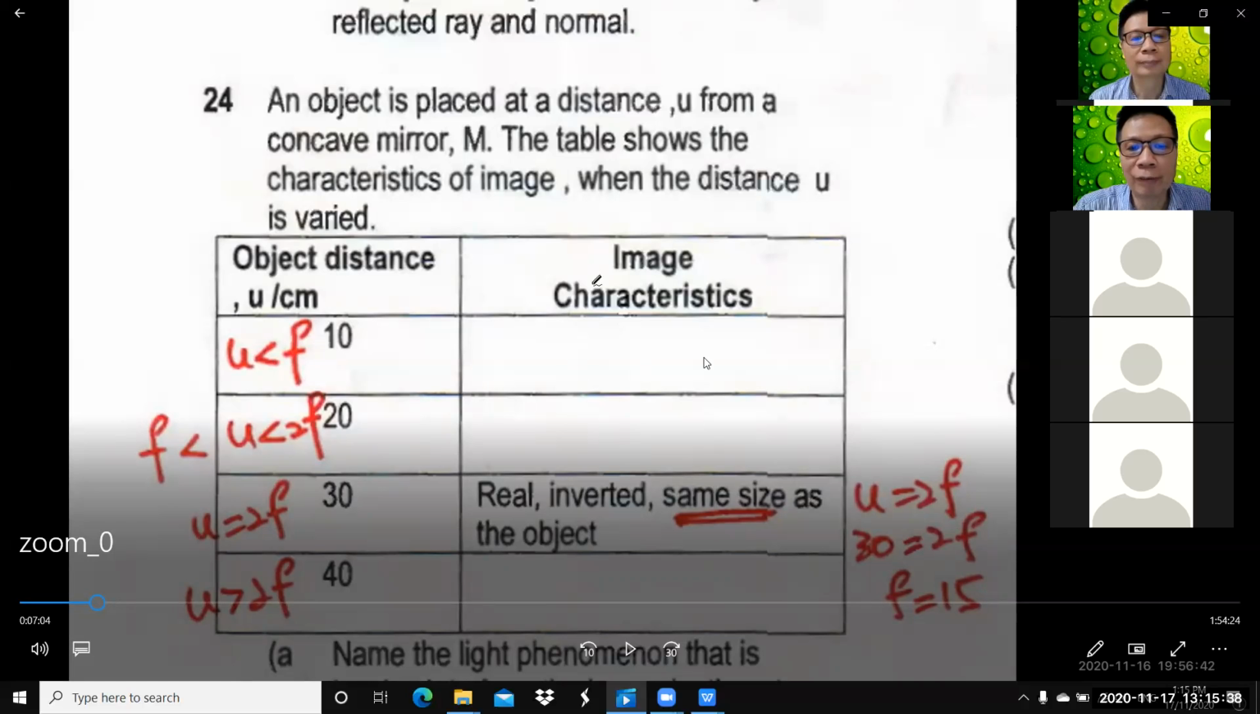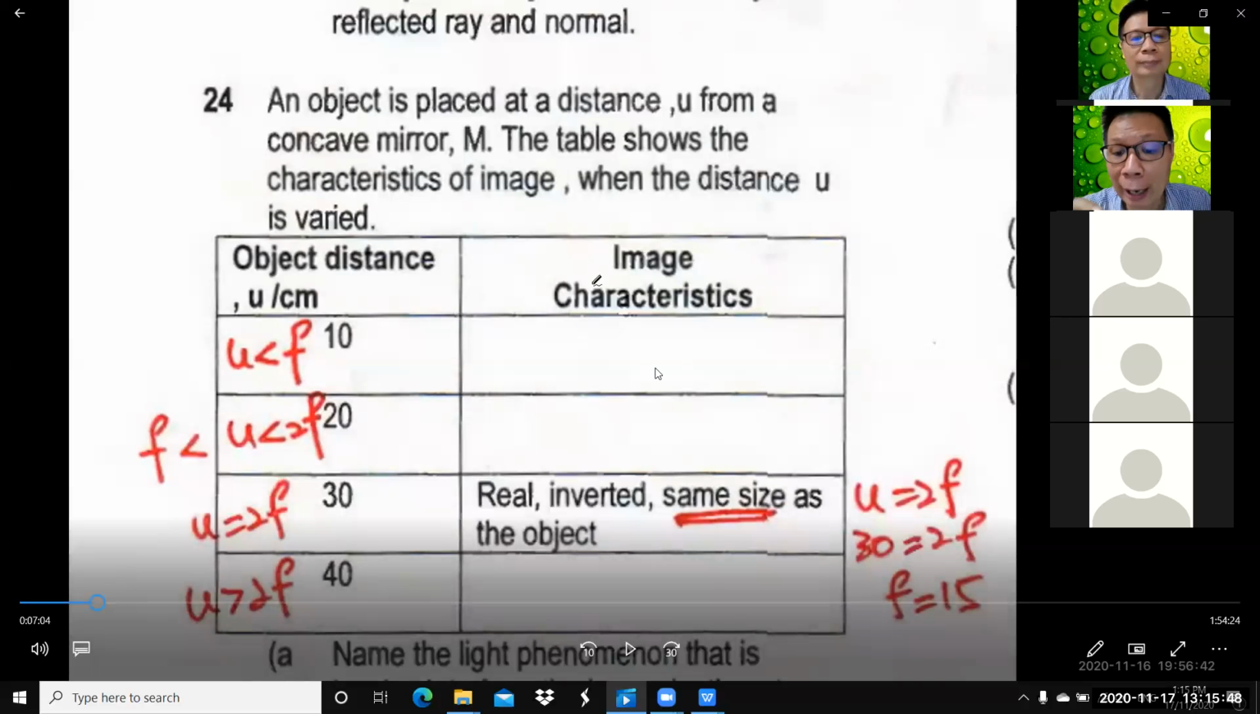U smaller than f, what are the characteristics? U between 1f and 2f, what are the characteristics? Fill it up, okay? I will call your name to give me the answer. Don't run away now. I will be here, I'm not going away. Even though I let you see the video only, I'm still around here. So please get ready when I call your name, so you can answer.